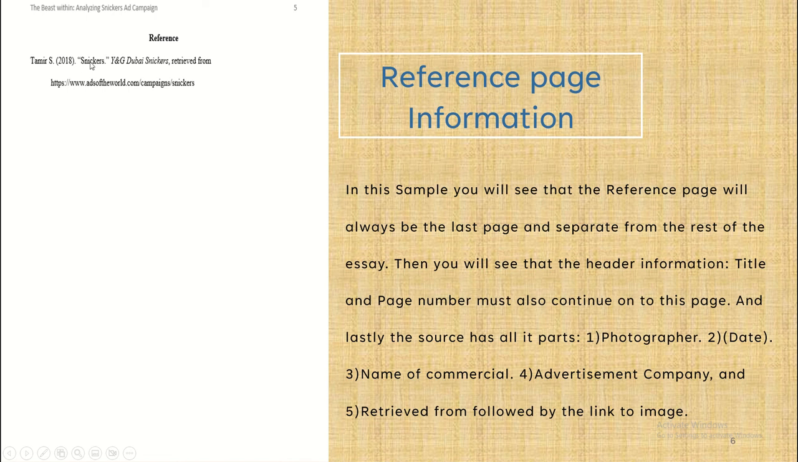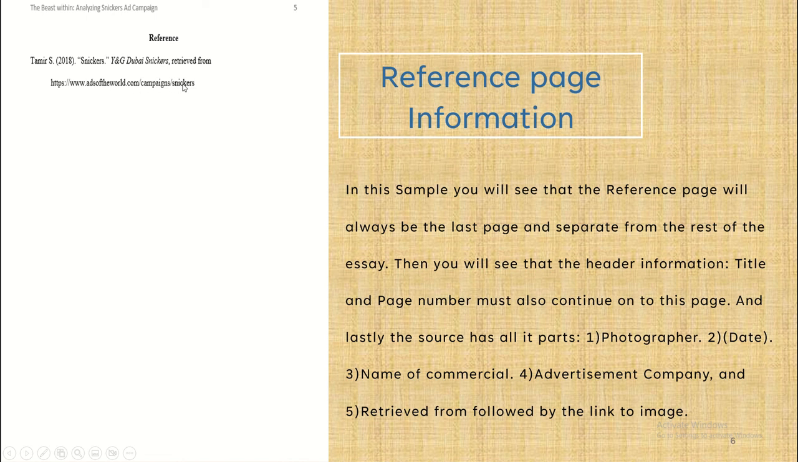Here, this is the name of the commercial. That's what it was labeled under. It said Snickers, another period, and a close quotation mark. And then we have, so this author is Tamir S. So that's 1. Date is 2. Article is 3, right? Snickers. And then the Y&R Dubai Snickers is italicized because it's 4. And then 5 is the retrieved from followed by the full link.